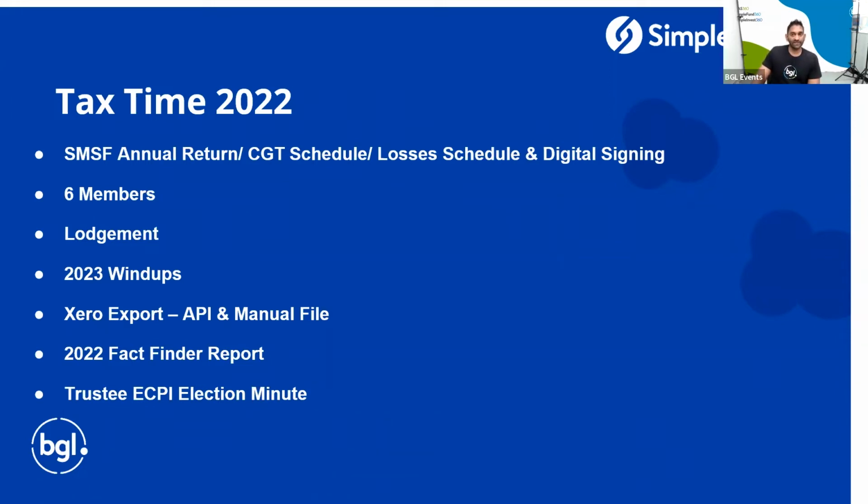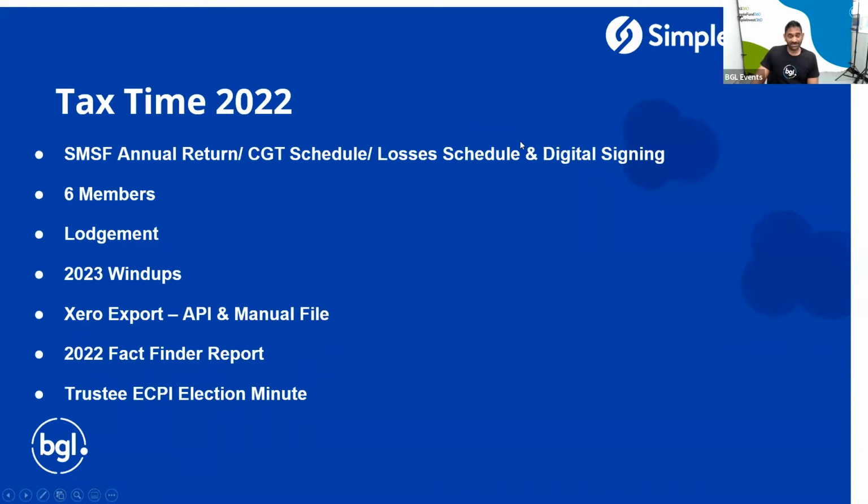So this is starting off with Simple Fund for the SMSF tax return for 2022. You are now able to prepare the SMSF annual return, CGT schedule and losses schedule. In terms of compliance changes for 2022 tax time, the good news is there weren't many. The only changes were for the number of members. So the maximum number of members has increased from 4 to 6, which means the number of member pages on the tax return has increased from 8 to 12. That's essentially the only notable change from the tax return.